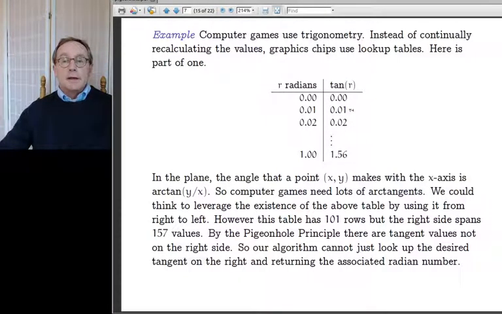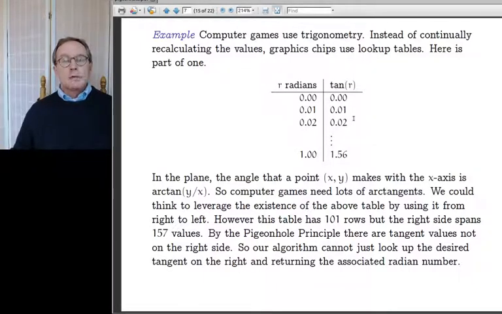There must be some values missing on this other side. We have 101 boxes, but we have 157 pigeons, so that's not working. So there must be some values that are missing on the other side. I don't know what they are. You could figure it out, but I don't know what they are. Well, by the pigeonhole principle, there are tangent values that are not on the right-hand side. So our algorithm can't just look up the desired tangent on the right and return the associated radian number. Instead, it has to do something where it interpolates between the two or something like that.